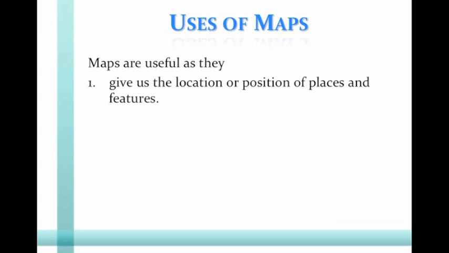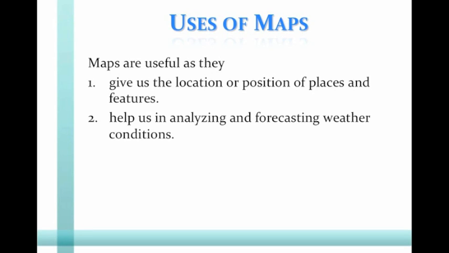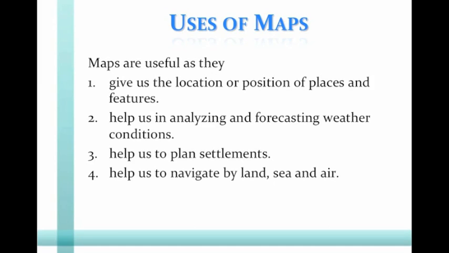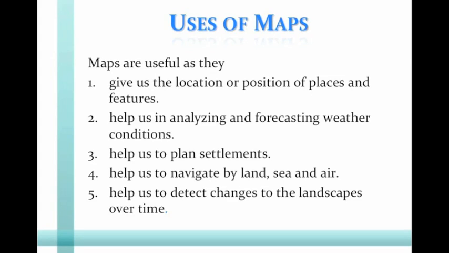So why are maps useful to us? Maps are useful as they give us the location or position of places and features. They are useful as they help us in analyzing and forecasting weather conditions. They also help us to plan settlements, help us to navigate by land, sea, and air. And lastly, help us to detect changes to the landscapes over time.